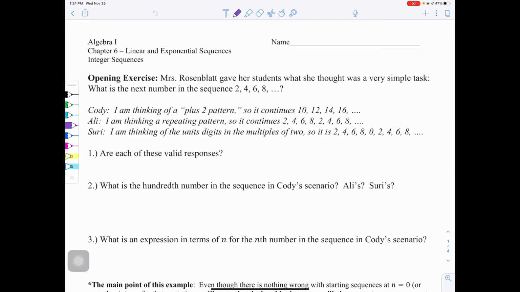Okay, so Cody said, I am thinking of a +2 pattern, so it continues 10, 12, 14, 16. Allie is saying, I am thinking of a repeating pattern, so it continues 2, 4, 6, 8, 2, 4, 6, 8. And Suri says, I am thinking of the units digits of the multiples of 2, so it would be 2, 4, 6, 8, 0, 2, 4, 6, 8. So number 1, are each of these valid responses? Answer should be yes, they are all some sort of pattern.